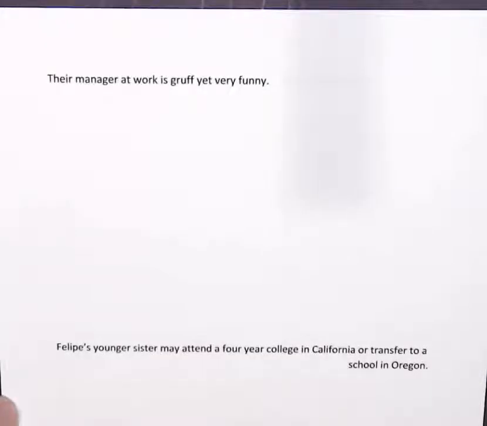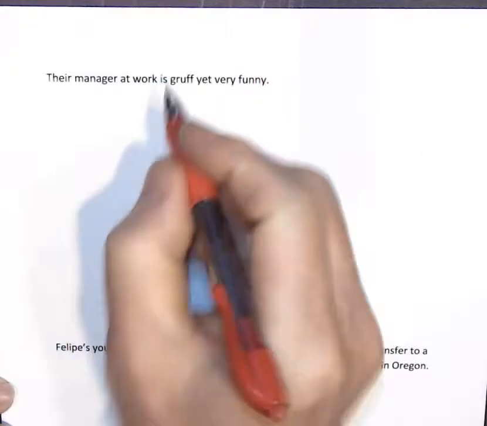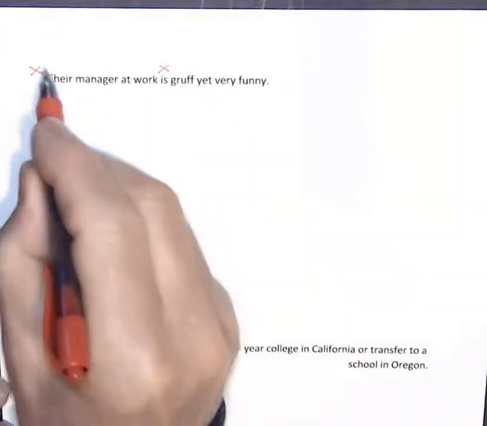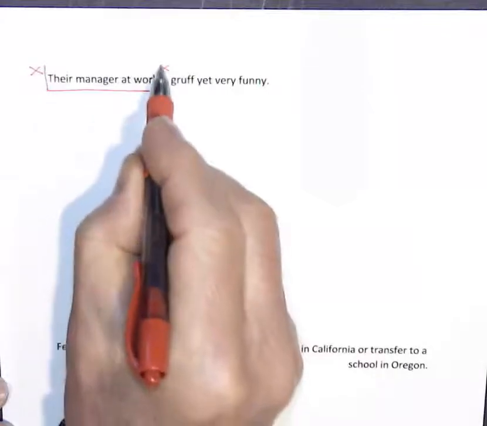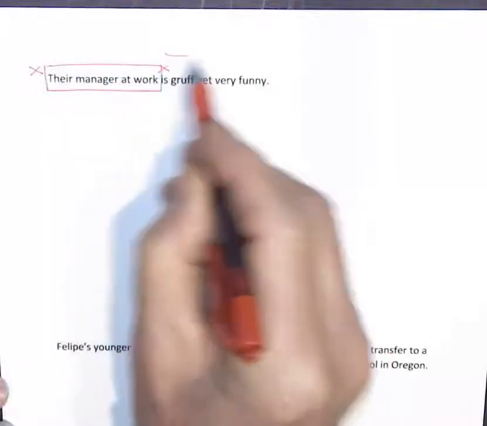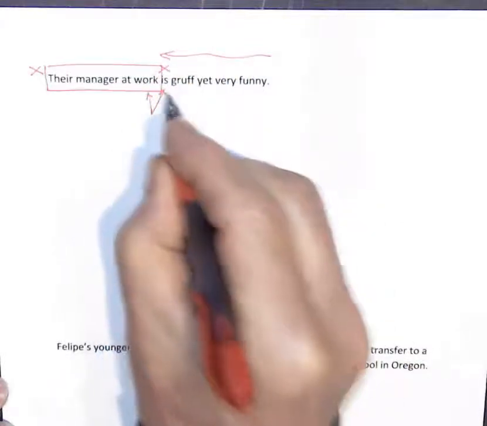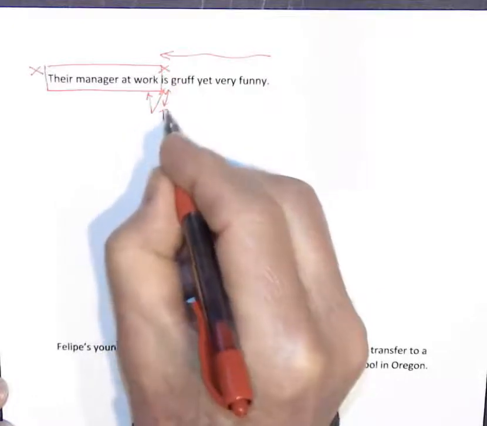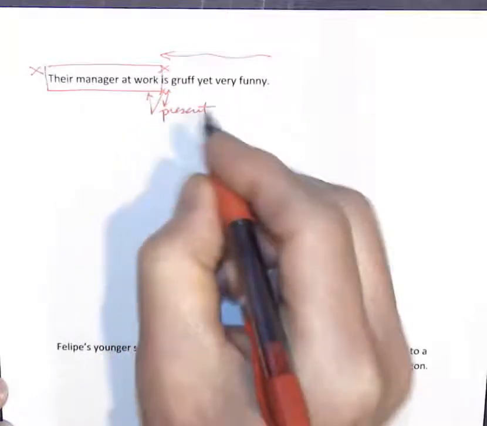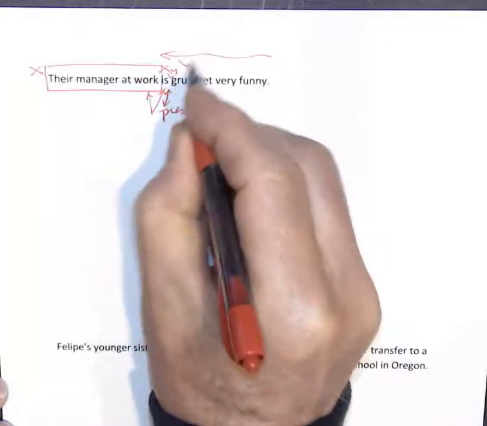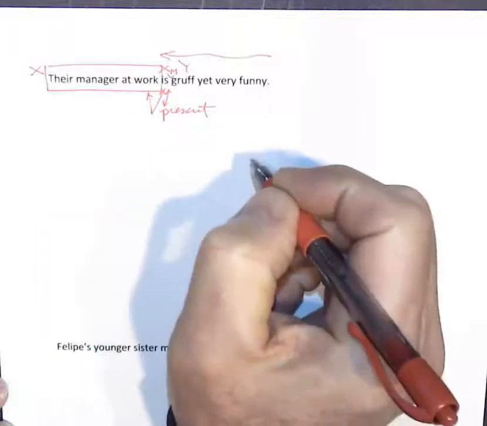Their manager at work is gruff, yet very funny. So there's no shifters. The X word is. Is their manager at work gruff? Their manager at work. And everything left is the predicate. Is ties with the subject. Is ties with the present. The M place is empty, and Y is gruff yet very funny.